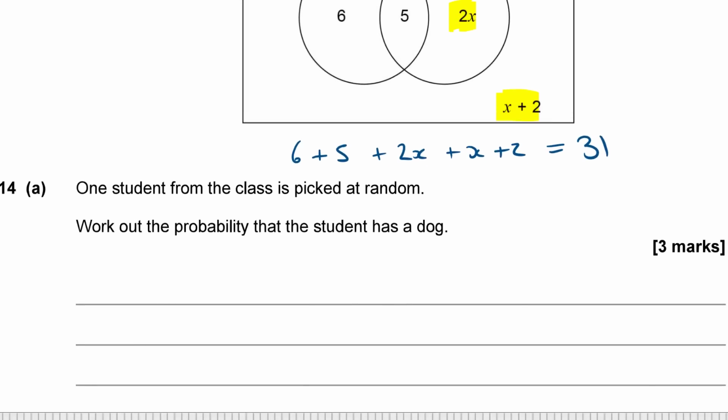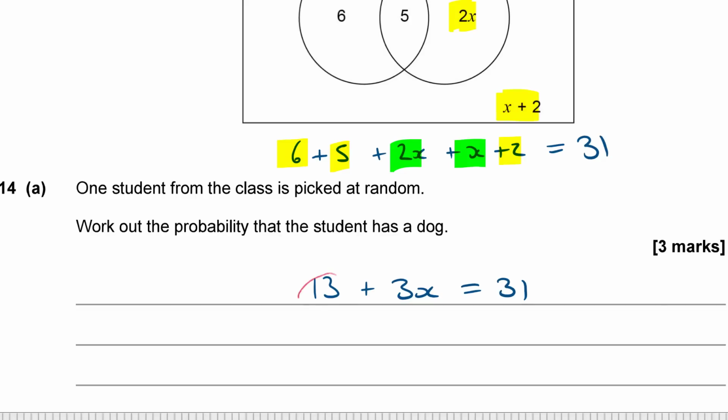So I've got a linear equation in x that I can go on and solve. Collecting like terms together, I've got numbers here at 6, 5 and 2. That adds up to 13. And I've got 2x and x, which adds up to 3x. So 13 plus 3x equals 31.